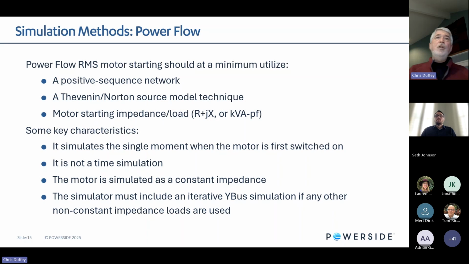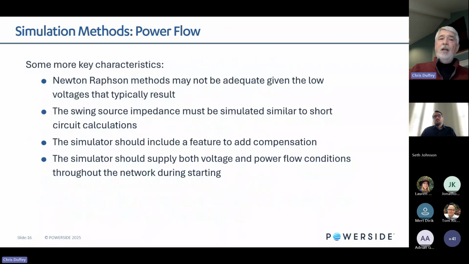The simulator must include an iterative Y-bus simulation. If any other type of non-constant impedance loads are used, it needs to be able to iterate. But note that a Newton-Raphson technique is not adequate because of how low the voltages typically go. So it has to be an iterative Y-bus. It's similar to a short circuit simulation, and the swing source has to have its impedance included in the model so that you get the voltage drop from the source impedance. The simulator should include a feature to add compensation, and it should supply both voltage and power flow conditions.